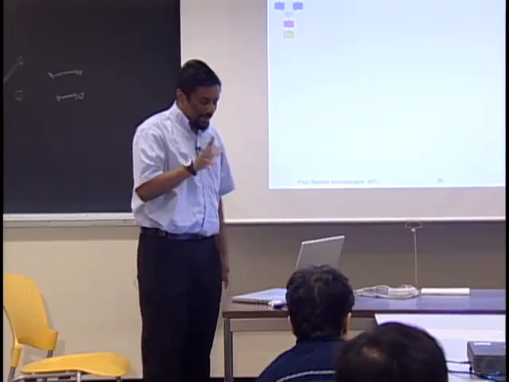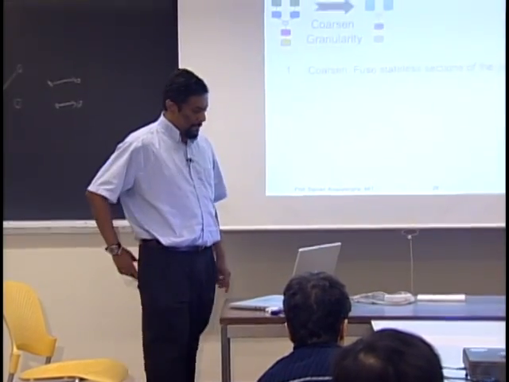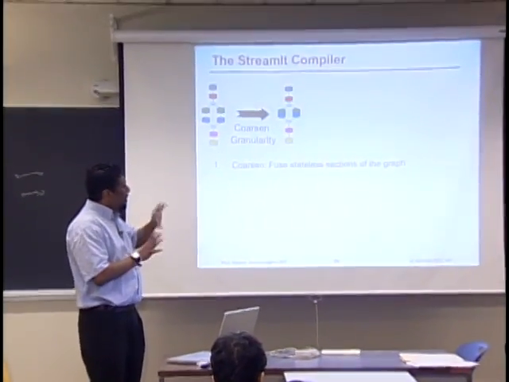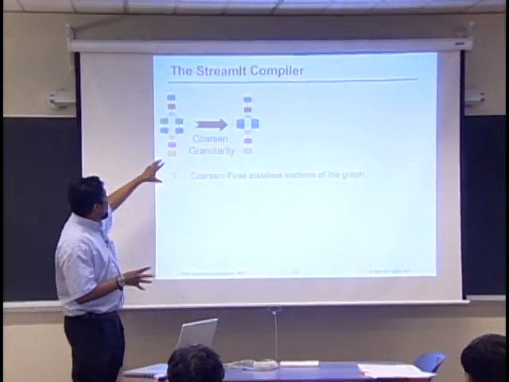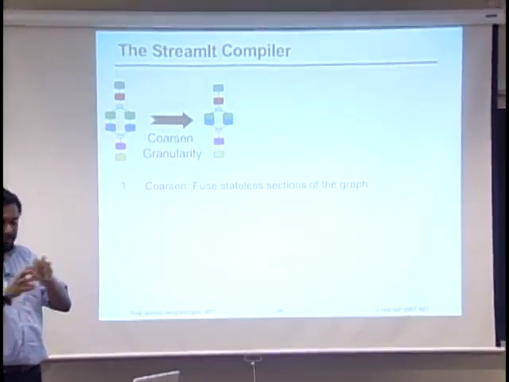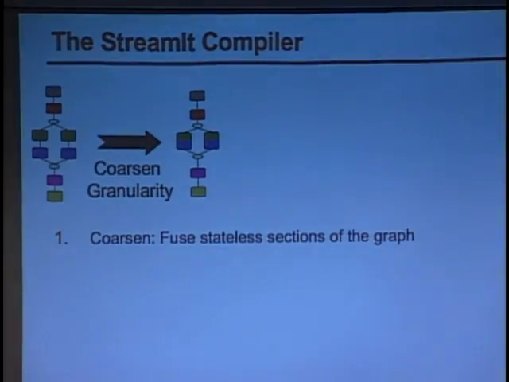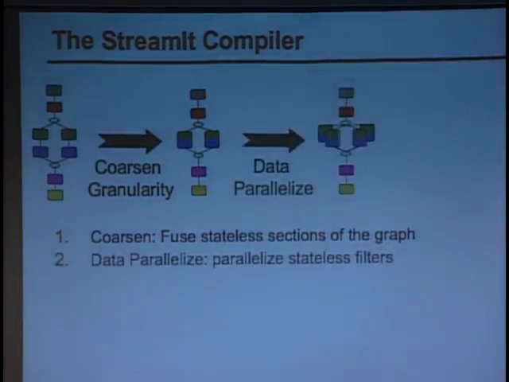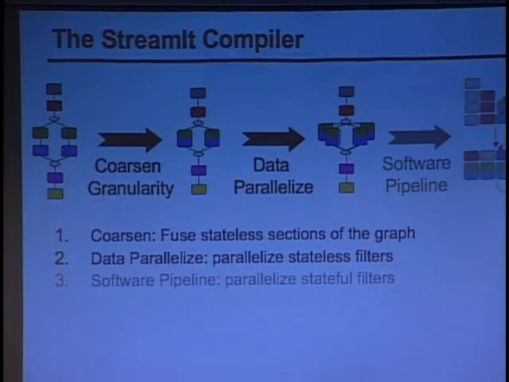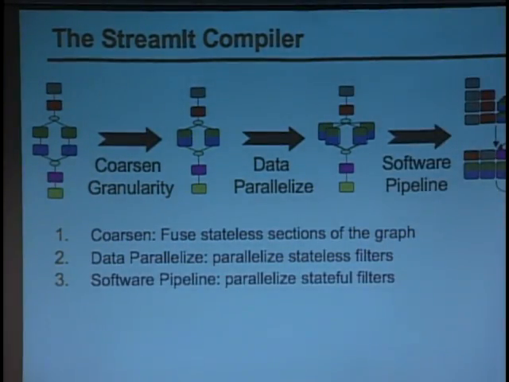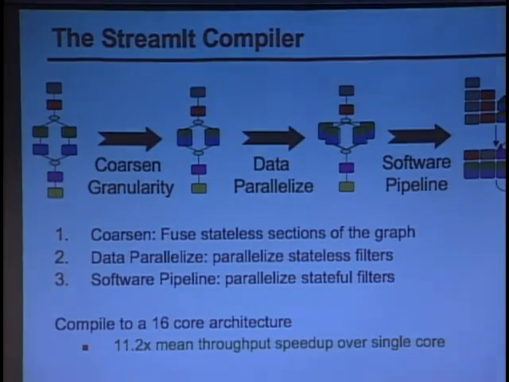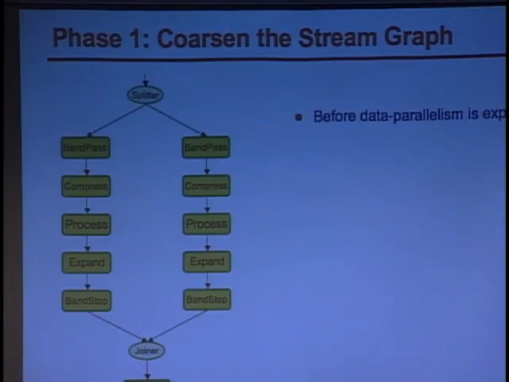So the StreamIt compiler right now does 2-3 things. It coarsens, I will go through details, coarsens the granularity of things. So what happens is if you have small filters, it combines them together to get large stateless areas. It data parallelizes when possible, and it does software pipeline parallelism. I'll go through all these things in detail. And you can get about 11x speedup by doing all those things.